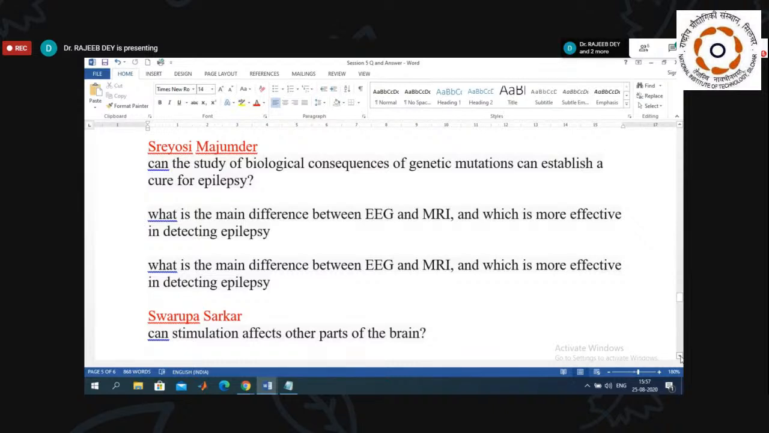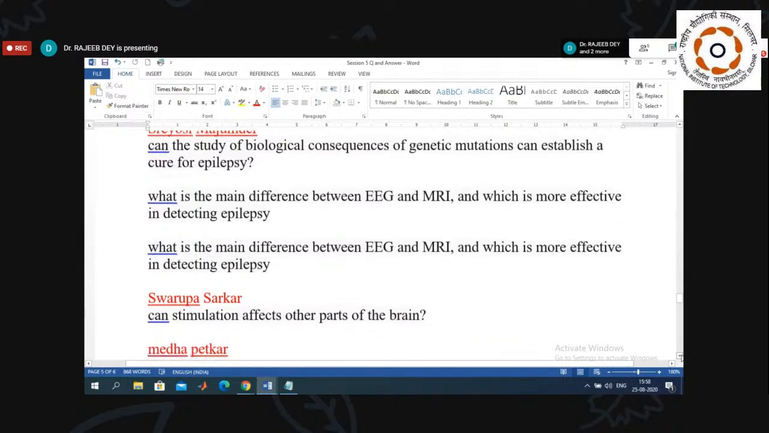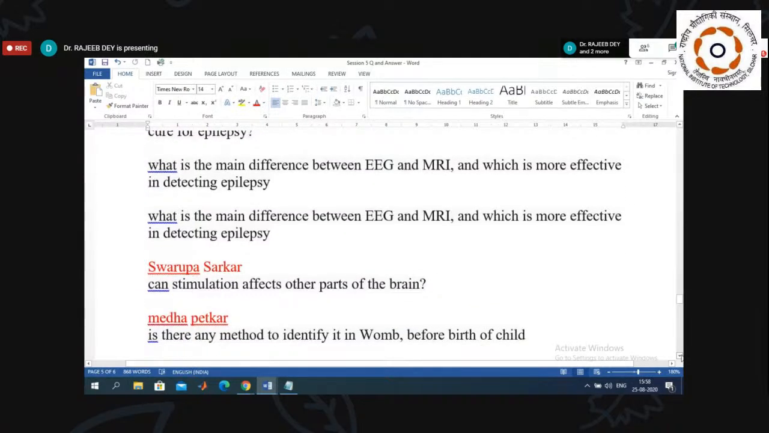Can the study of the biological consequences of genetic mutation lead to a cure for it? We don't know enough about this. I don't know, sorry.